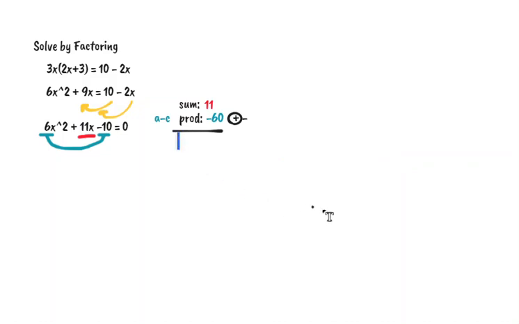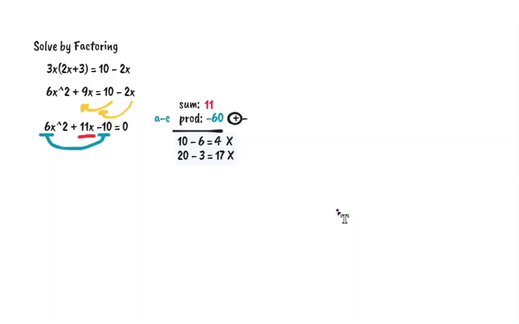Okay, so thinking about numbers that go into negative 60, let's see, 6 and 10. If I did 10 minus 6, that would give me 4. That's not 11, so that doesn't work. We'll try again. Let's see, 60. If I divide 60 by 3, that's 20. So 20 minus 3 would give me 17. That also doesn't work.